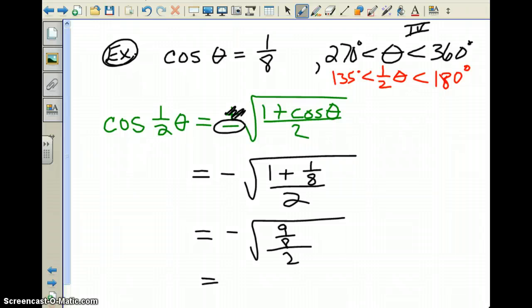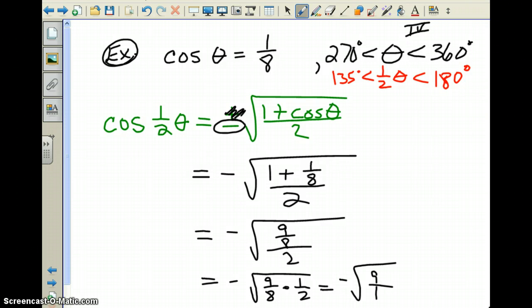And again, this will now be 1 plus 1/8, or 8/8 plus 1/8, which will be 9/8 all over 2. And then, if I want to change that division to multiplication, it'll be 9/8 times 1 over 2, which will be negative square root of 9/16. And then split that fraction up into 2 square roots. And this works out nicely that both of those are perfect squares. We're going to get negative 3/4 for the value of cos half theta.